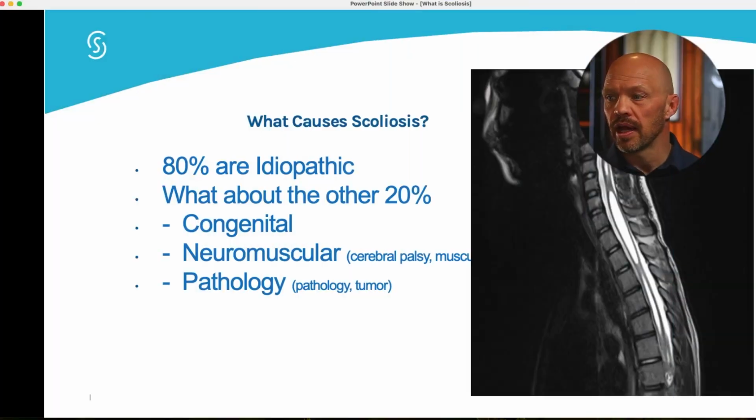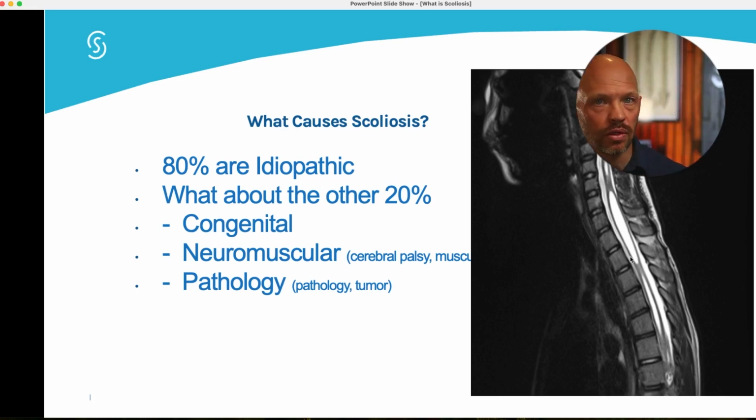And then we have pathologies. Probably the biggest one I think of, there's tumors, and then something called a syrinx, or a fluid-filled cyst on the spinal cord. There's something that is pushing on the spine that's driving the scoliosis. And these can be hard to detect.